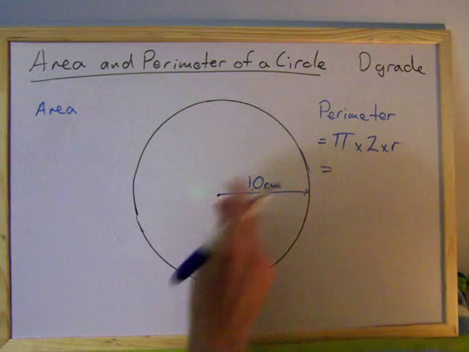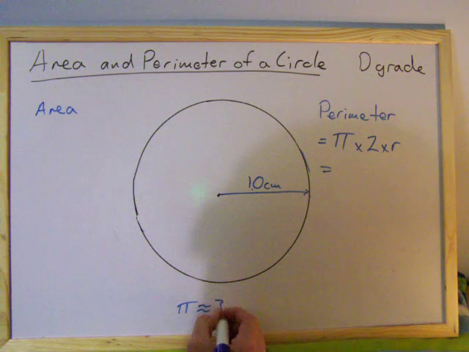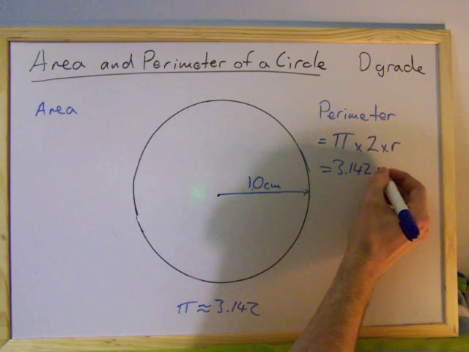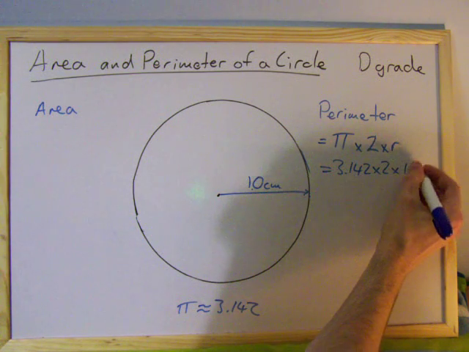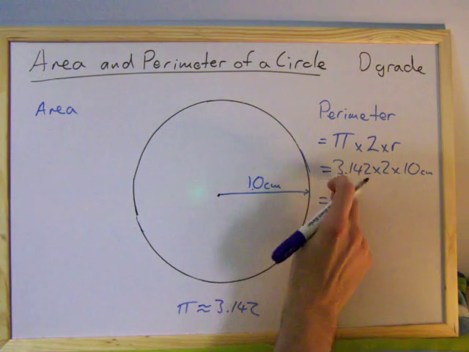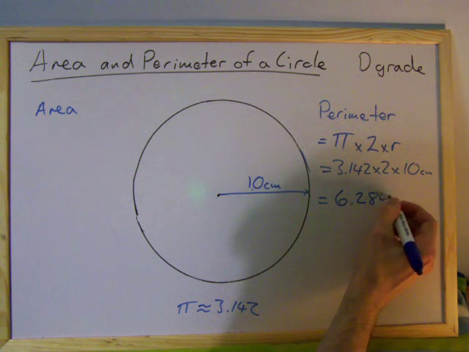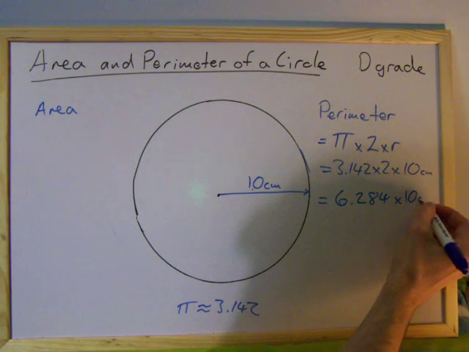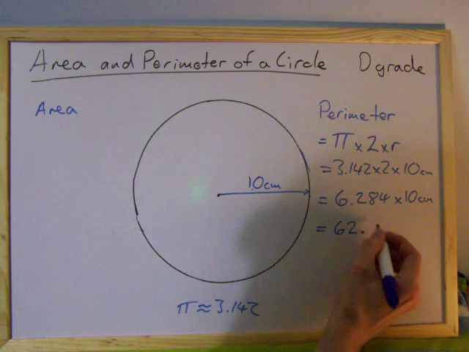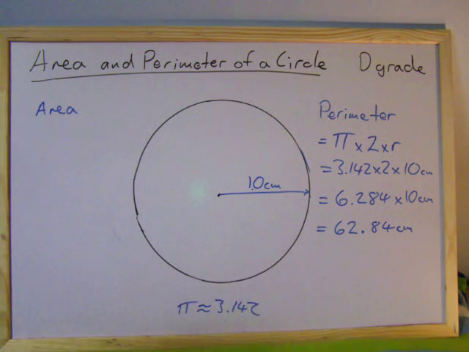Right, okay, so pi is approximately equal to 3.142, so that's going to be 3.142 multiplied by 2, then multiplied by 10. In this case, you can put the units in, 10 centimetres. So that's going to be equal to 3.142 times 2, which is 6.284, multiplied by 10 centimetres, and that's equal to 62.84 centimetres. And hopefully you've seen why I chose 10.